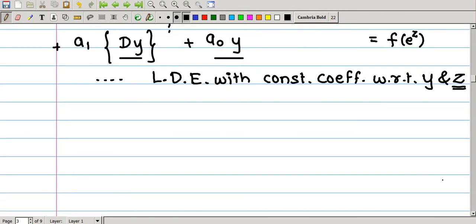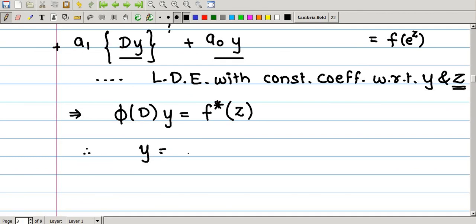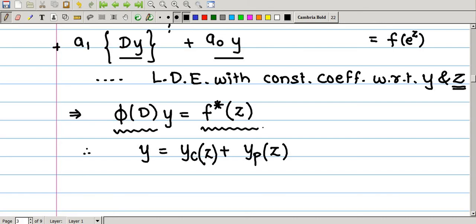For simplifying, we consider that linear differential equation as phi of D into y is equal to some new function in terms of z. Therefore, its general solution will be complementary function plus particular integral in terms of variable z. So find the complementary function from the auxiliary equation and the particular integral from this function in terms of z. Therefore, the general solution of this differential equation will be obtained in terms of z.